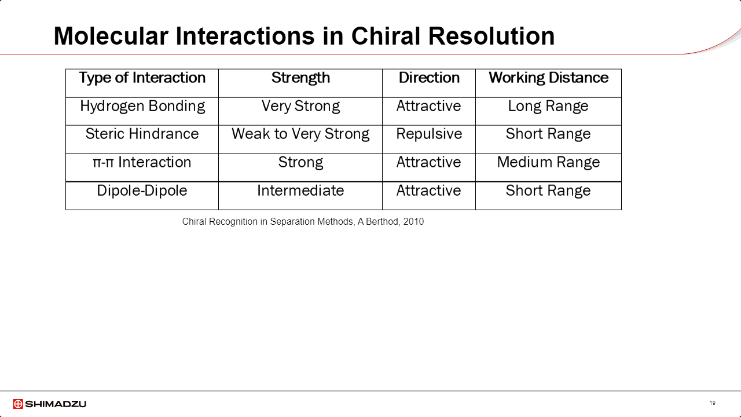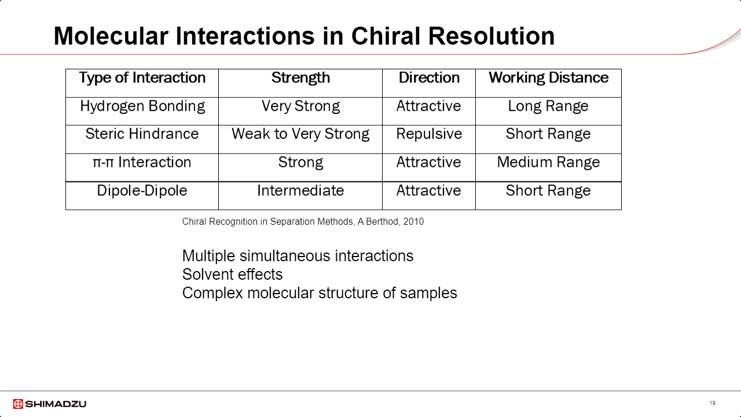Chiral resolution has a lot of different interactions, anywhere from hydrogen bonding, steric hindrance, pi-pi interactions, dipole moments, and they range in strength from very strong to very weak, long, short. They can be attractive, repulsive. I don't want to get too hung up on all this because we could have a whole afternoon's discussion on bonding effect to molecules. But it's really important to realize that all these interactions are going on at the same time. Add in the solvent effects and the complex molecule structures of most of today's samples.